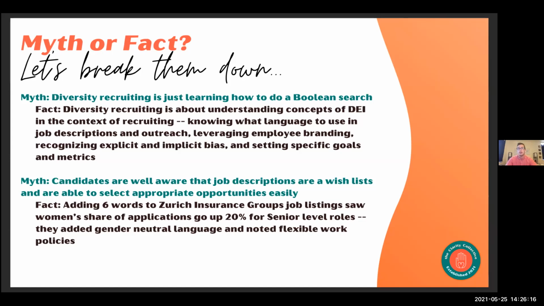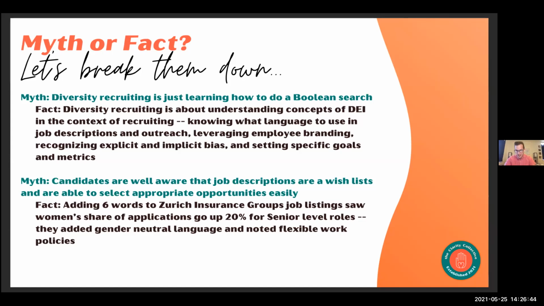The second one here is that candidates are well aware that job descriptions are wish lists and are able to select appropriate opportunities easily. In fact, I thought it was really fascinating that Zurich Insurance Group, by only adding 6 words to a job listing, saw the women's share of applications go up 20% for senior level roles. And all they had to do was change to gender neutral language and note a flexible work policy.